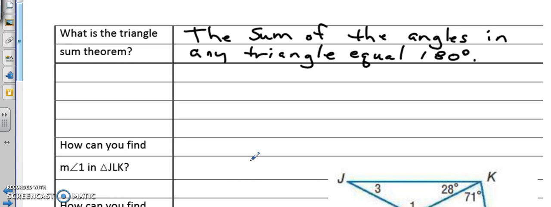On the back of your page, you'll see the question, what is the triangle sum theorem? And I want to go ahead and jot this down. It is the sum of the angles in any triangle is equal to 180 degrees. That should be an 8. So yeah, 180 degrees, always, always, always. So jot it down, pause the video, and restart it when you're ready.